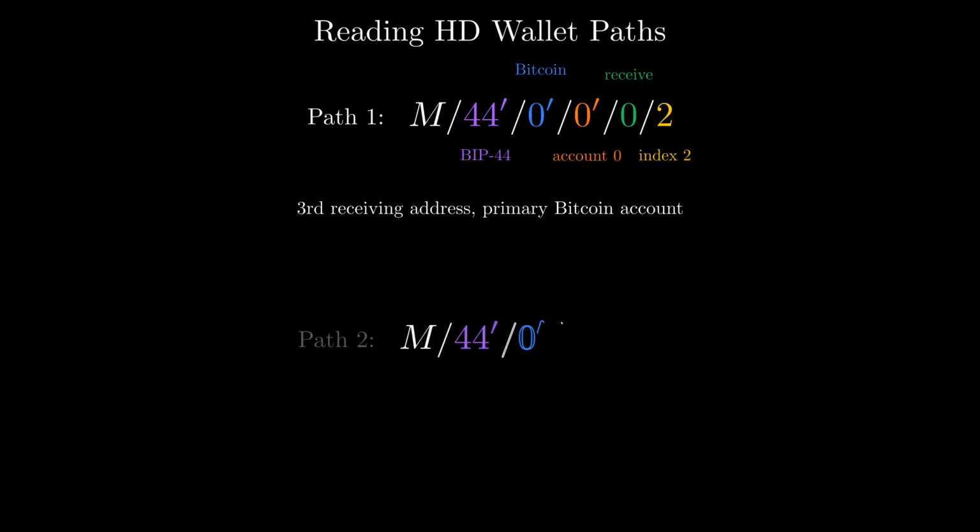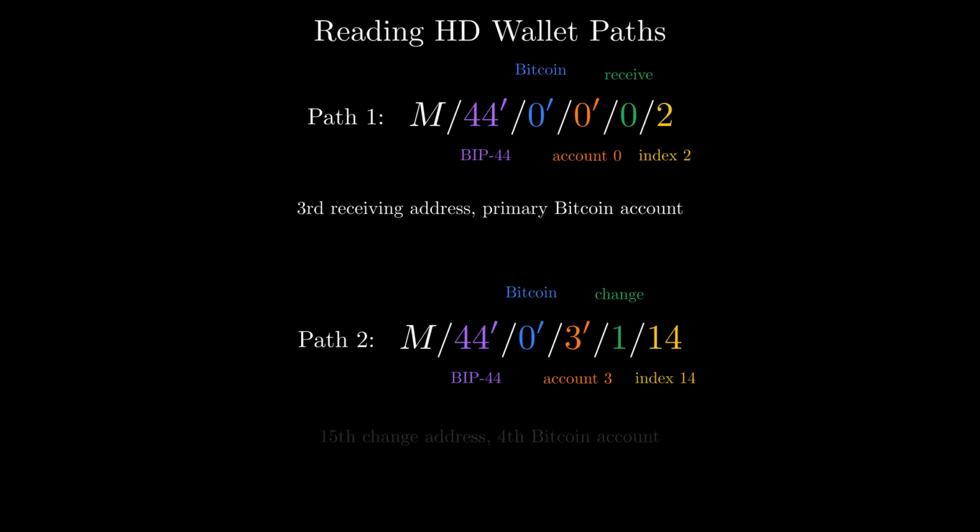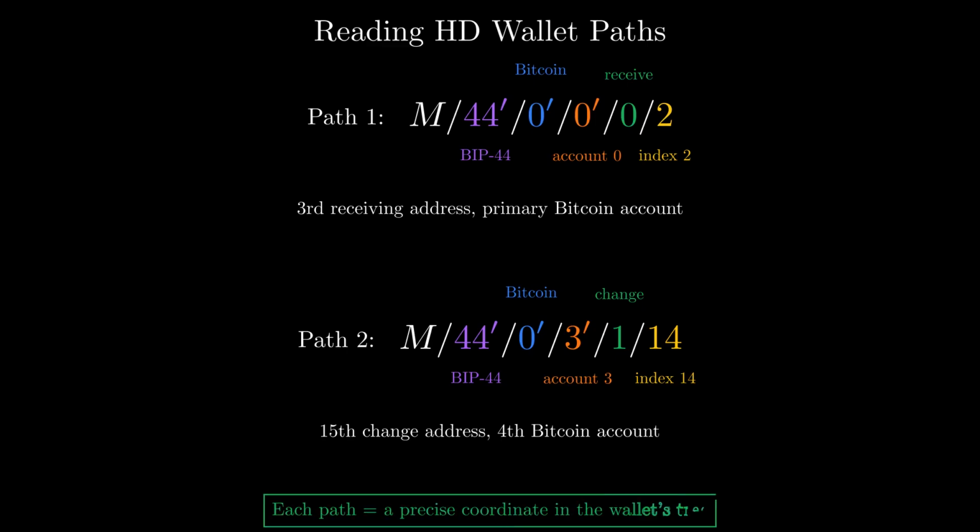Second pass, capital M/44 prime /0 prime /3 prime /1/14. Same purpose, same coin, but account 3, Gabriel's fourth account. Change is 1, so this is an internal change branch. Index 14 makes it the 15th change address. Once you read the levels in order, any path becomes a precise coordinate in the wallet's tree.